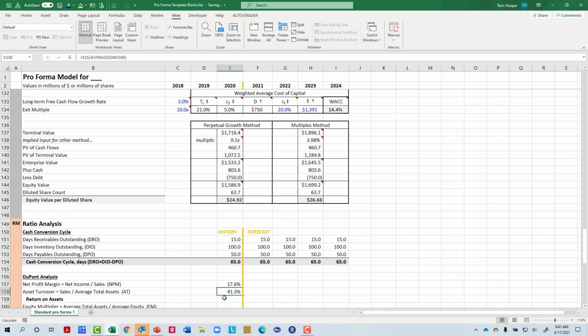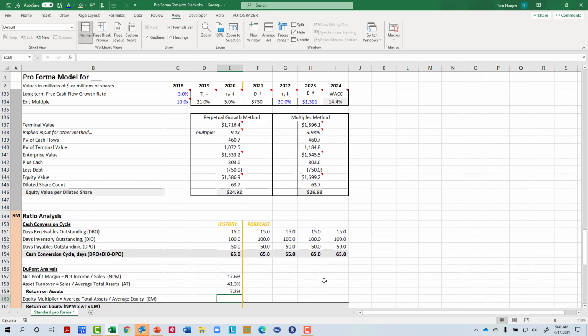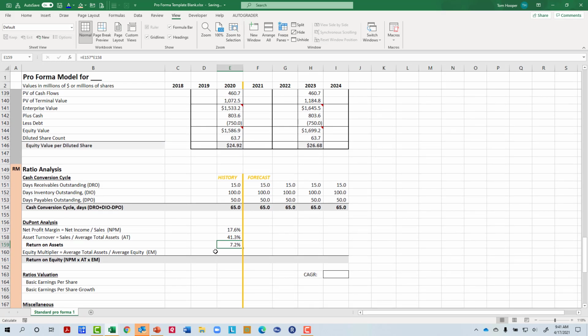And 41 cents. If we multiply those two together, and remember your grade school math here, this is where net income over sales, times sales over average total assets, these sales cancel out, and we get net income over average total assets. And that says not only how much sales do we generate per total assets, but here, how much net income, how much profit do we generate for each $1 in total assets? And then we can look at one more.